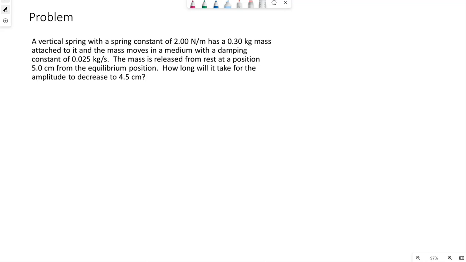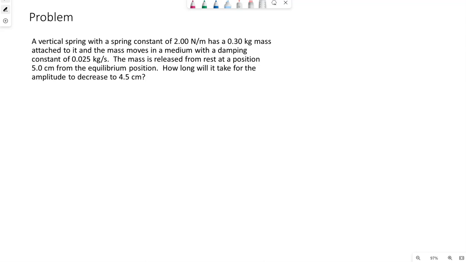We have an example problem here. A vertical spring with a spring constant of 2 newtons per meter has a 0.3 kilogram mass attached to it, and the mass moves in a medium with a damping constant of 0.025 kilograms per second. The mass is released from rest at a position 5 centimeters from the equilibrium position. How long will it take for the amplitude to decrease to 4.5 centimeters?